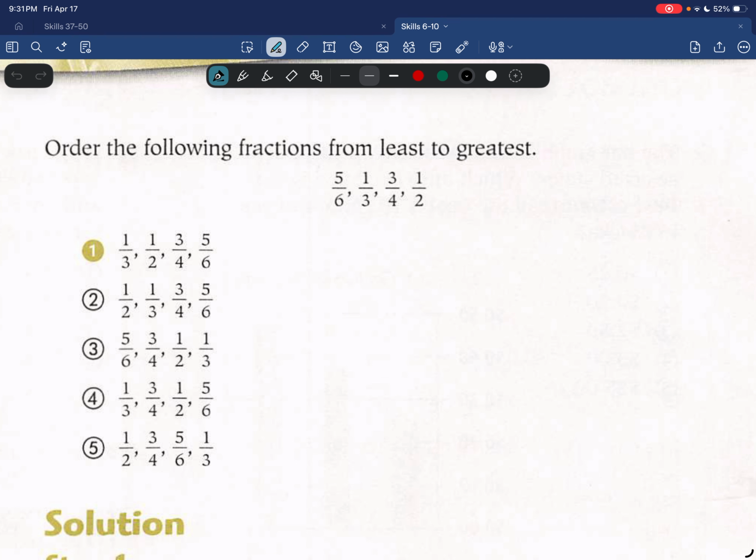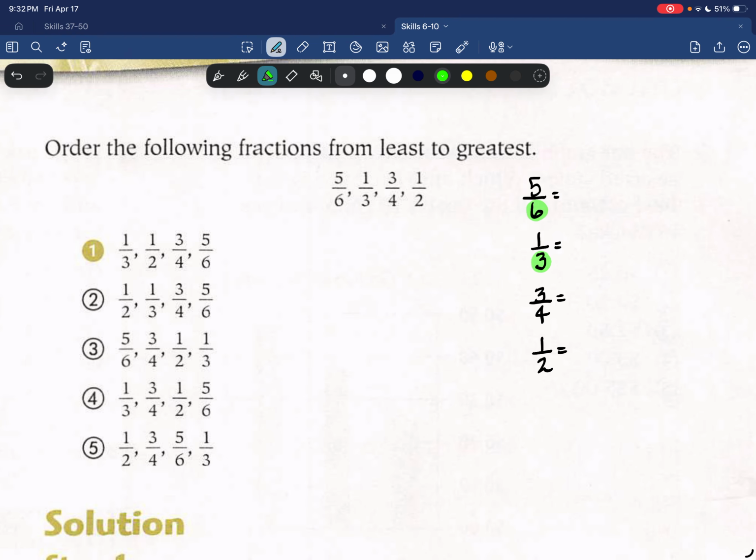So here are the fractions we are comparing. We have 5/6, 1/3, 3/4, and 1/2. And the phrase that always comes to mind to me is you cannot compare apples to oranges. You have to have similar items before a comparison is realistic. And the same is true with fractions, and especially with the denominators of fractions.